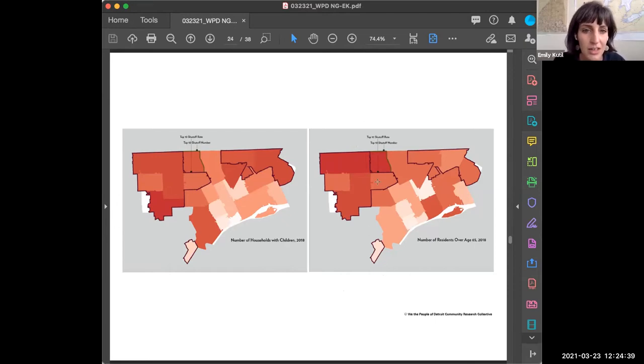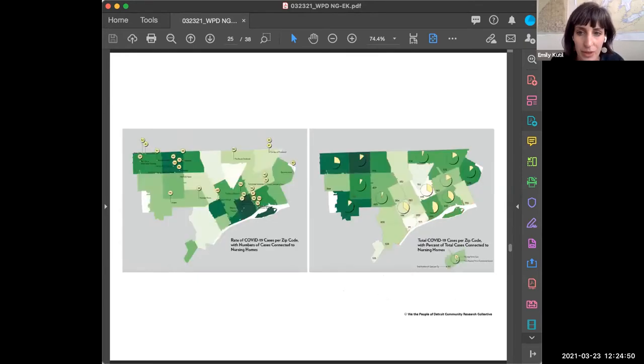And I want to really highlight here the northwest side of the city, where you see a really large number of residents over age 65. So then what we did was we looked at how COVID played out when it first hit the city. And this was really immediate research that we did in June of 2020. We were trying to capture this as it was happening. And so this is a snapshot of what things looked like from the beginning of the pandemic until June.